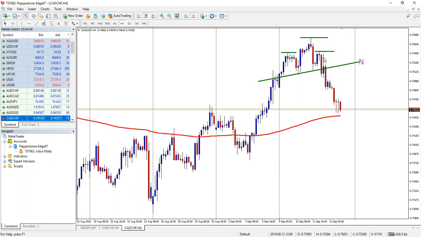Since this is a bearish market, that means you'll be selling this, and your stop loss will be somewhere above, at least 20 pips, 25 pips from the levels of both shoulders. Or, if it's a sure stop loss, you put the stop loss above the head.